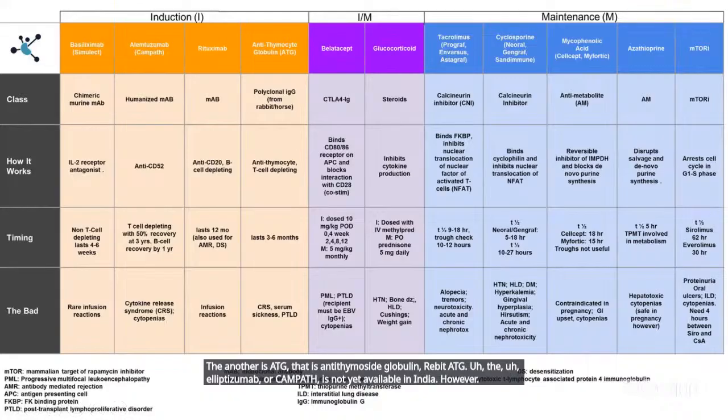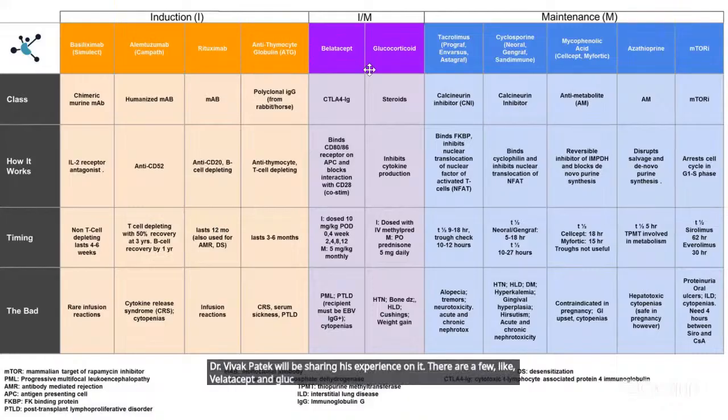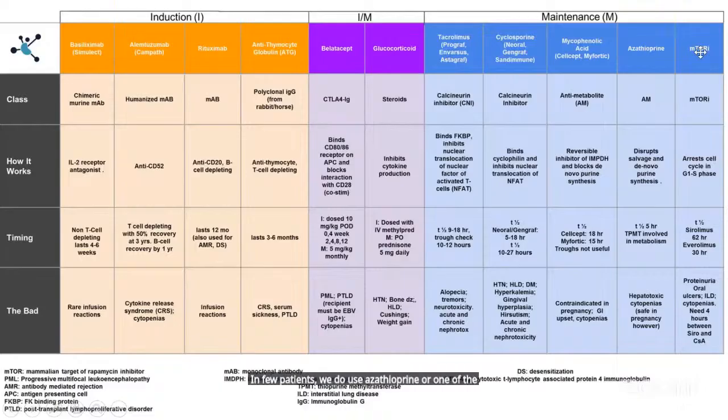However, in the Western world, it has been widely used, specifically when we are planning to have steroid withdrawal or in highly sensitized patients. There are a few studies where they have used Ritux in various combinations in non-ABO incompatible or ABO compatible transplants. Dr. Vivek Pathak will be sharing his experience on it. There are a few like belatacept and glucocorticoids, which are used both in induction and maintenance immunosuppression. And all we know is that the triple immunosuppression, where we use either of these, tacrolimus or cyclosporin, along with mycophenolate and steroids. In a few patients, we do use azathioprine or one of the mTOR inhibitors whenever indicated.